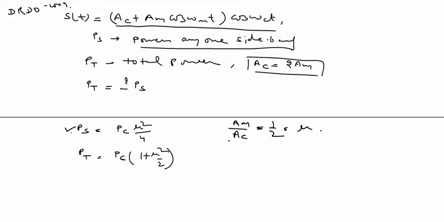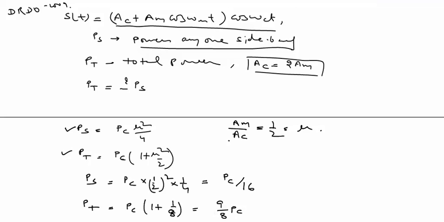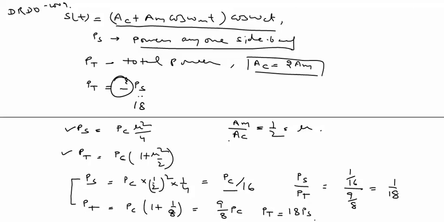We want the relation between these two by putting in the value. We get Pc upon 16 and 9 by 8 Pc. We want the relation between these two, so eliminate Pc. Ps upon PT equals 1 by 16 over 9 by 8, which is 1 by 18. So PT equals, directly we can say, 18 Ps. In this question mark we fill 18.